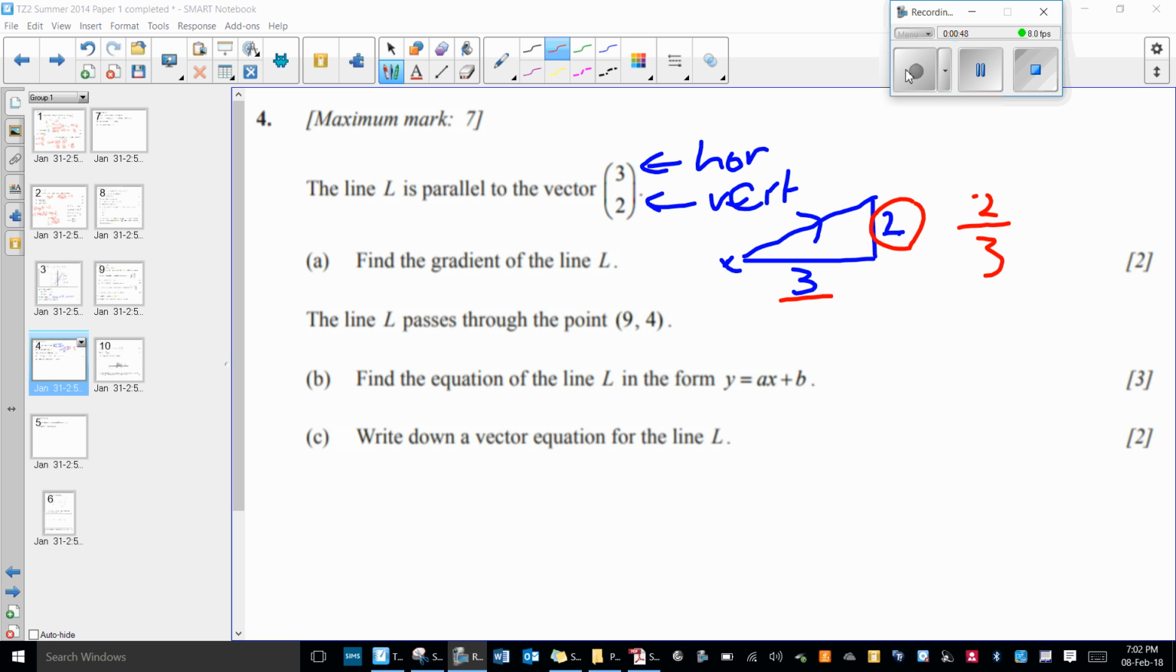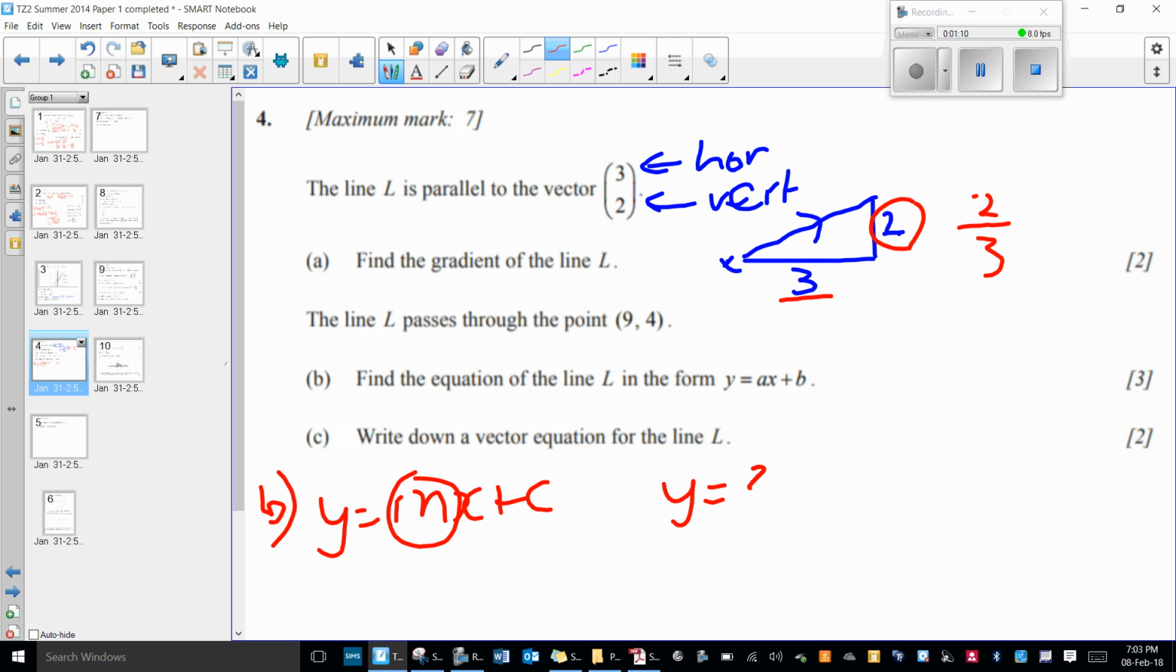The line passes through (9, 4). Find the equation of the line. Okay, so we know that it's a straight line, so it's going to be y equals mx plus c. We know m, so it's going to be y equals 2 over 3 x plus c. But we now also know it goes through the point (9, 4), so it's going to be 4 equals 2 over 3 times 9 plus c.